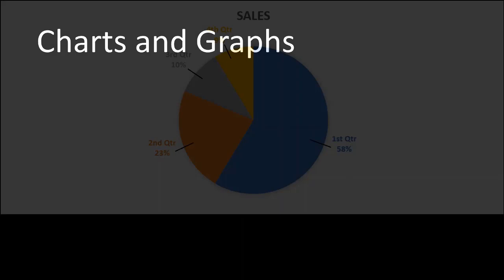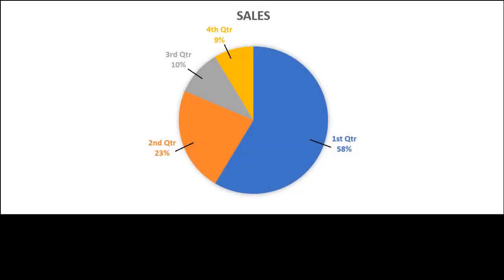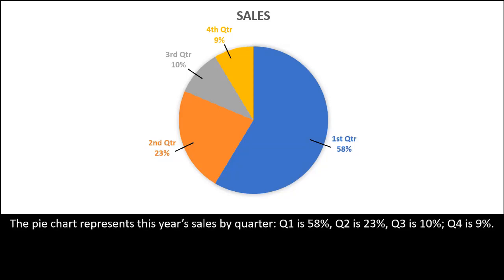Charts and graphs. Like tables, charts and graphs can be challenging to make more accessible. For those with low vision issues, don't use a color key. Instead, use labels that point to the data. The chart also needs a long description in addition to alt text. Here's an example. The pie chart represents this year's sales by quarter. Q1 is 58%, Q2 is 23%, Q3 is 10%, and Q4 is 9%.